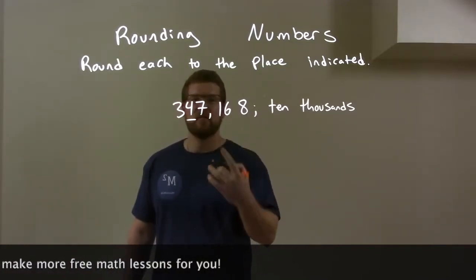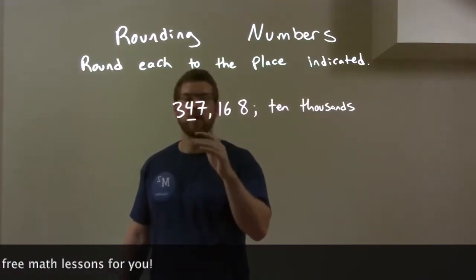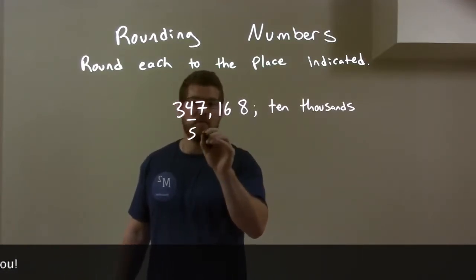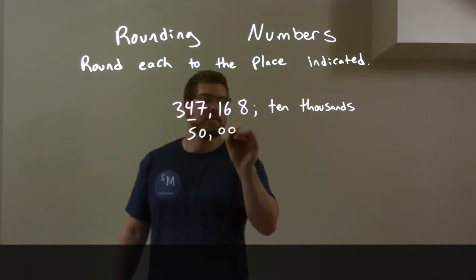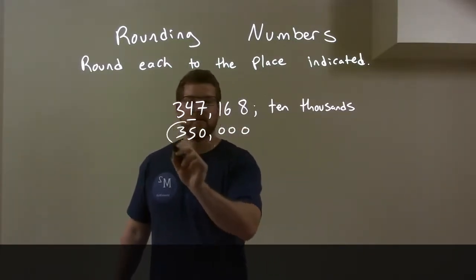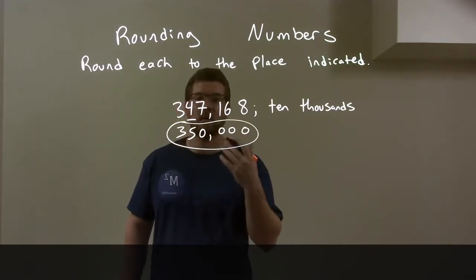That 7 indicates a 4 rounds up. So 4 plus 1 is 5, and the rest is just zeros afterwards then. 0, 0, 0, 0, but then we bring down this 3. Don't forget that. So our answer here is just 350,000.